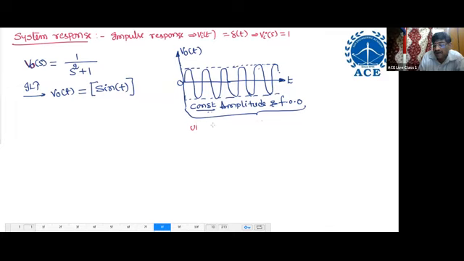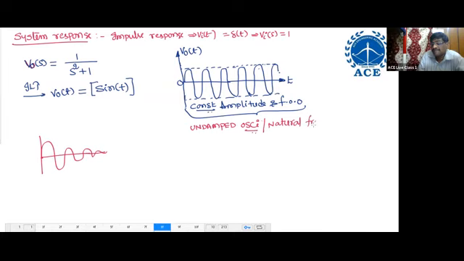Undamped. What is the meaning of damped? Damped means a decreasing amplitude oscillation. This is called damping. Is there damping here? No damping here, so it is called undamped oscillations, the natural frequency of oscillations.